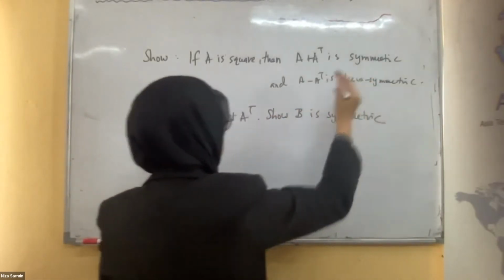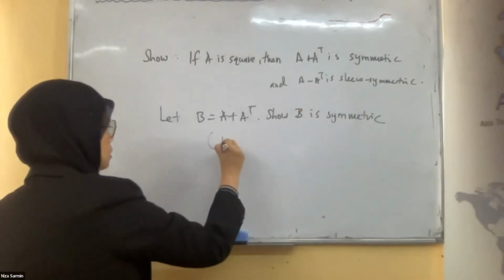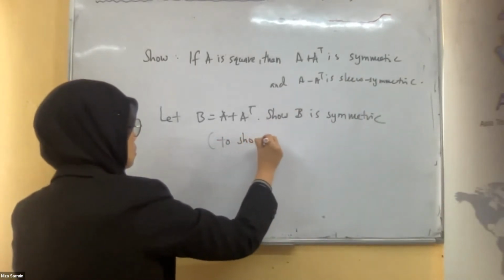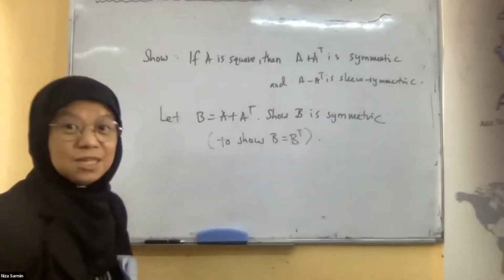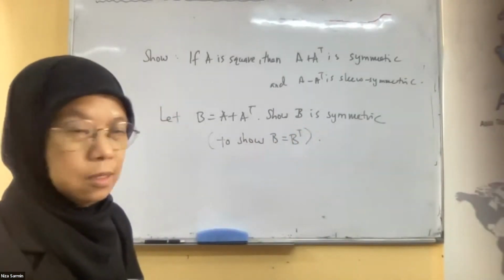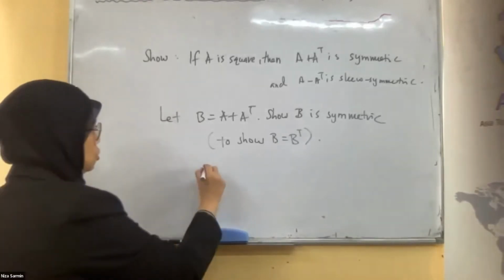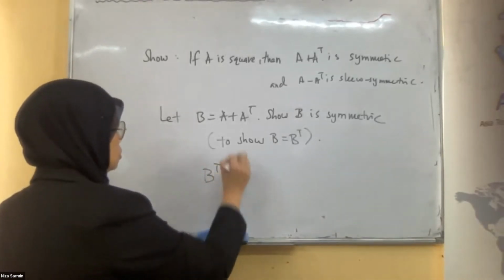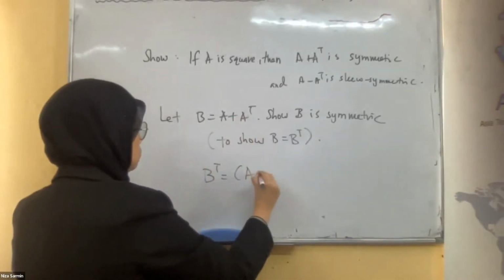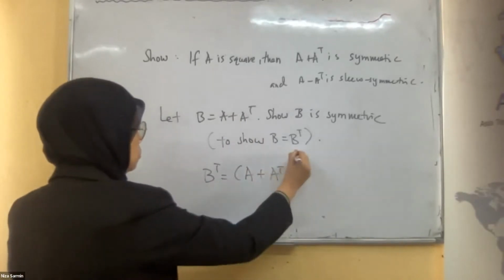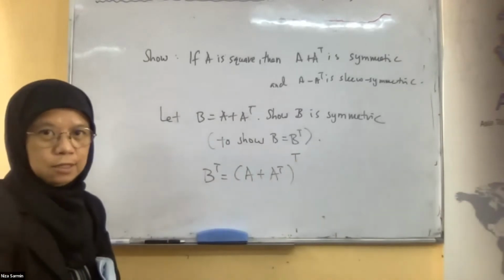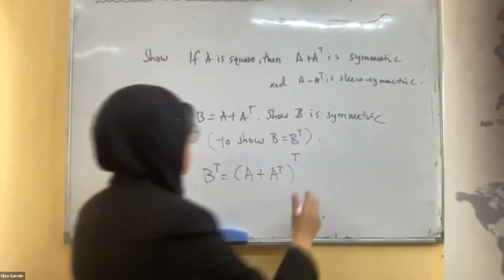This is for this part. That is to show B is B transpose. This is easier than the one that I showed last time. So you just take B transpose. So you just put A plus A transpose, which is the B transpose. Take the original B transpose.